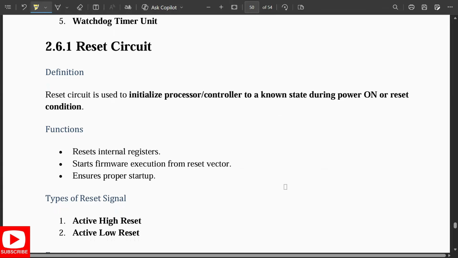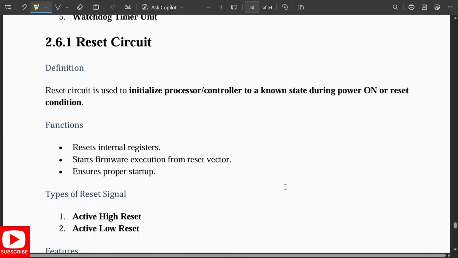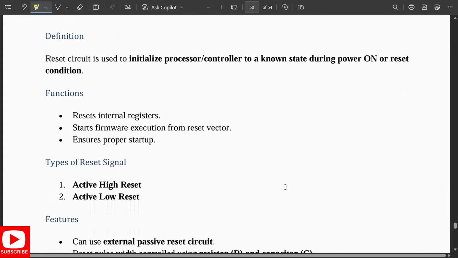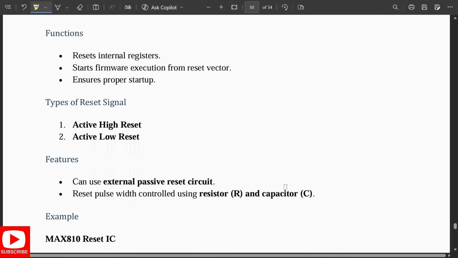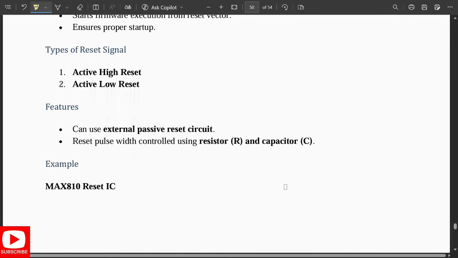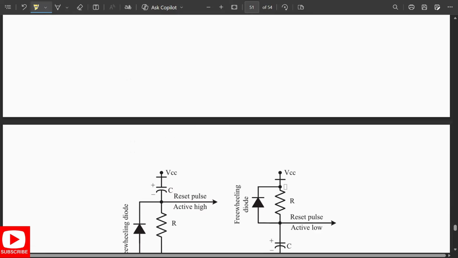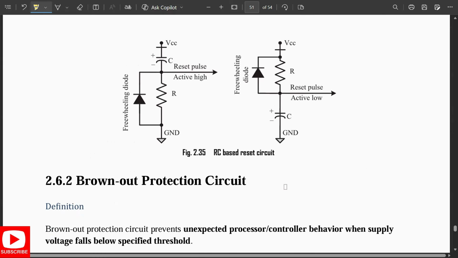Firstly, the reset circuit. This is to initialize the processor to a known state during the power on or reset condition. So this resets the internal registers. It starts the software execution from the reset vector, ensuring there is a proper startup. Again, we have two types of reset signal: active high reset and active low reset. This can be an external passive reset circuit, or reset pulse width control using resistors or capacitors can also be done. So this is my RC based reset circuit.